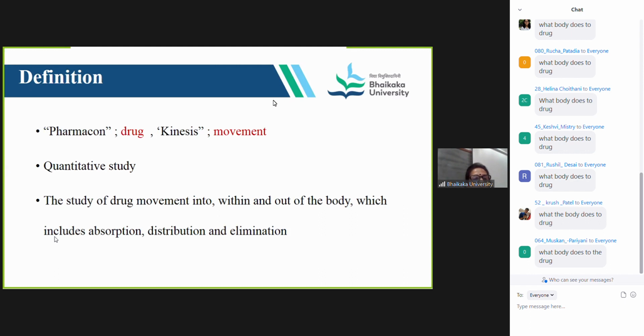If you want to expand, you have to write that it is the quantitative study of drug movement into, within, and out of the body, which includes absorption, distribution, and elimination. You know each term. Into means absorption. Within means distribution of the drug within the body. And elimination is considered out of the body, either via metabolism or excretion. So that is the definition of pharmacokinetics.